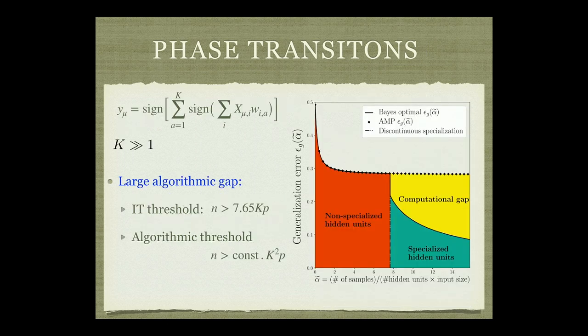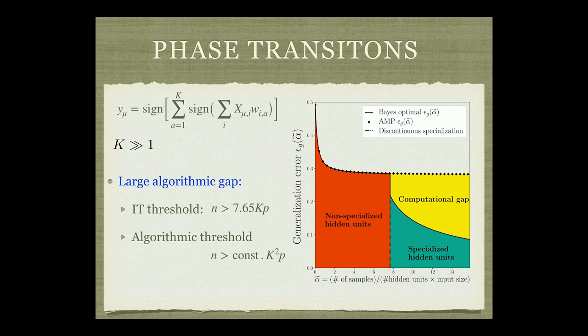But in the limit where the number of hidden units is large, we could see that the same specialization phase transition appears, but now this hard phase, this computational gap, comes back. If we analyze what happens from the information theoretic point of view, irrespective of algorithms, we need a number of samples that goes like some constant times the number of hidden units times the dimension. But if we want to achieve it algorithmically, there is a different constant, and we need to replace the number of hidden units by its square. So there is a huge gap in terms of the sample complexity, where information theoretically we should be able to learn the function, but we don't have tractable algorithms to do that.